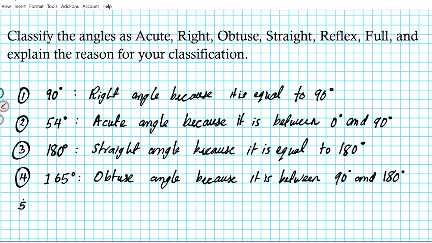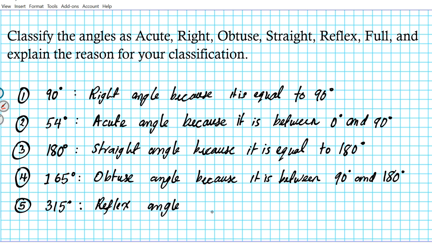Number 5, what if we have 315 degrees? What kind of angular measure is this? 315 degrees is located between 180 and 360 degrees, and any angle that's in that range is referred to as a reflex angle. Okay, why is it a reflex angle?